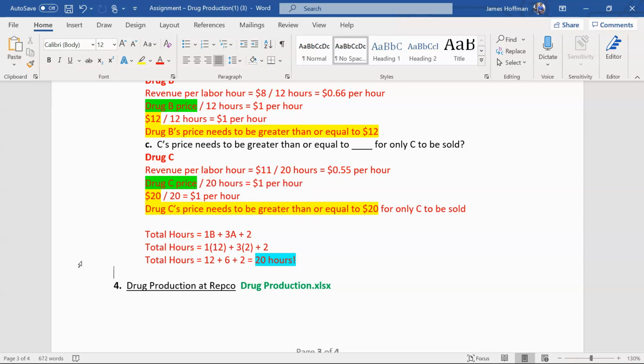Alright, so we've done 3 of the 5, and make sure you get this, because I'm not going to post the solutions until after the due date. So this is an actual assignment.